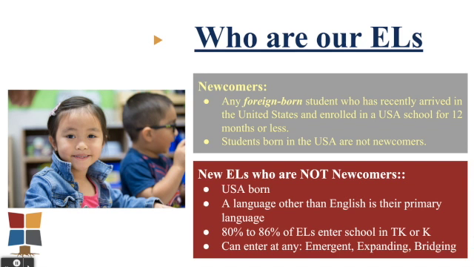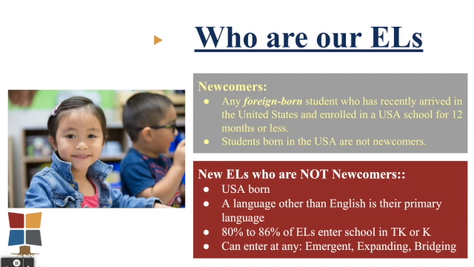So our ELs come in a variety of different shapes and sizes. Our newcomers are any foreign-born students who have recently arrived in the U.S. and enrolled in our schools for less than 12 months. Note that students born in the U.S. are not considered newcomers, but there are instances where students that are born in the U.S. do leave the country and return. In that case, we would look at an individual on a case-by-case basis to offer supports.